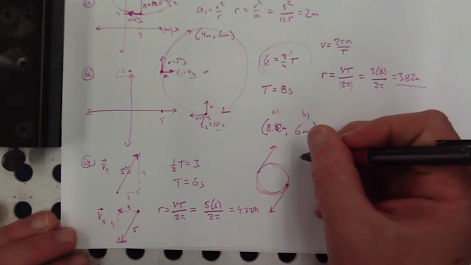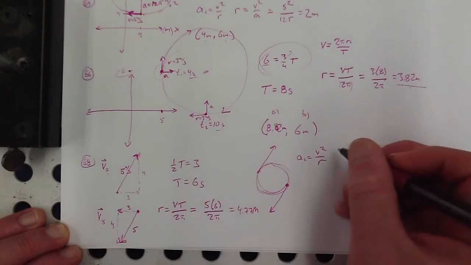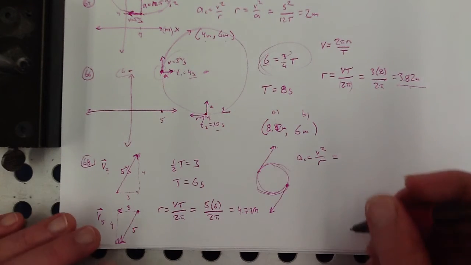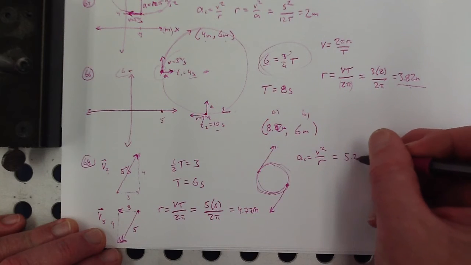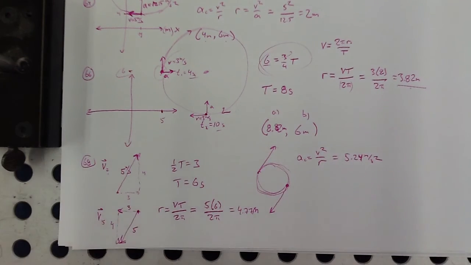So now I think we want to find the magnitude of the centripetal acceleration, which is v squared over r. So that's 25 divided by 4.77. It's about 5.24 meters per second squared. I do believe that is the answer for part A, yes.